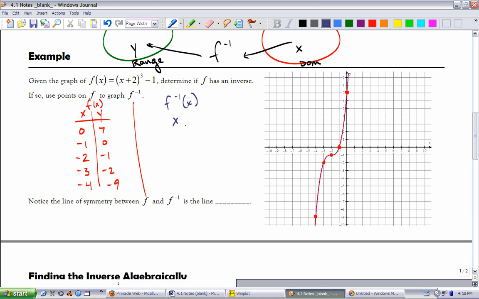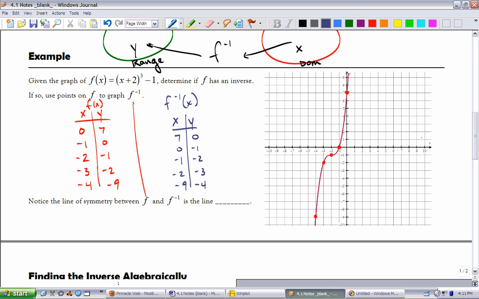here, all I have to do to obtain points on my inverse is flip these. So (0, 7), flip the x and y: (7, 0), (0, −1), (−1, −2), (−2, −3), and (−9, −4). These are all points on my inverse.